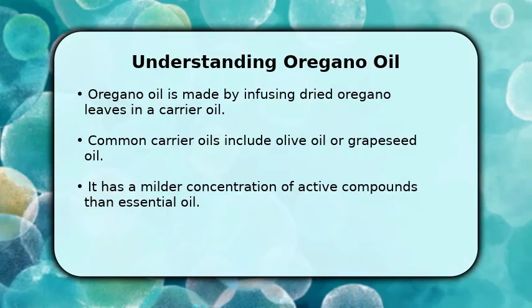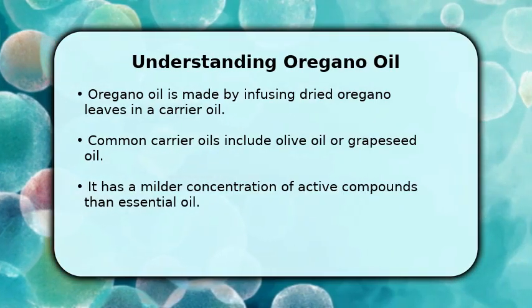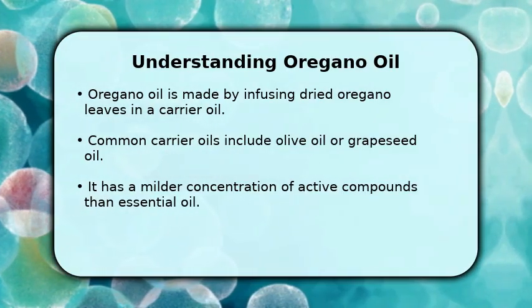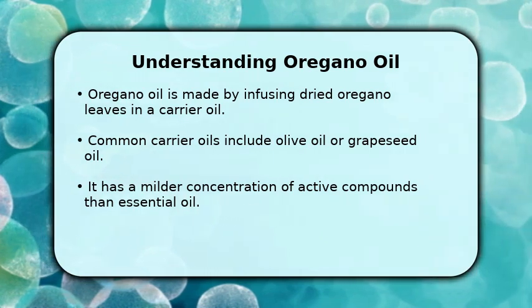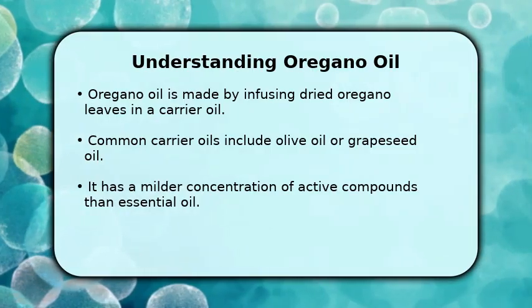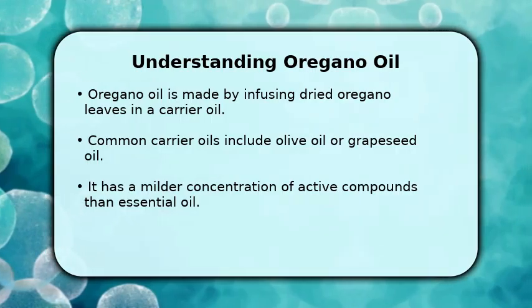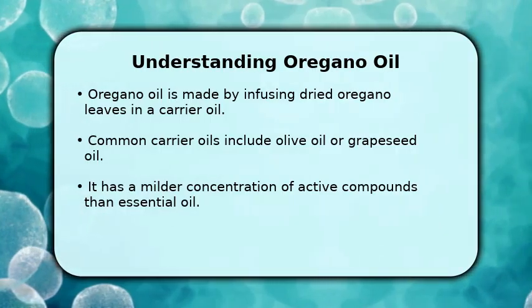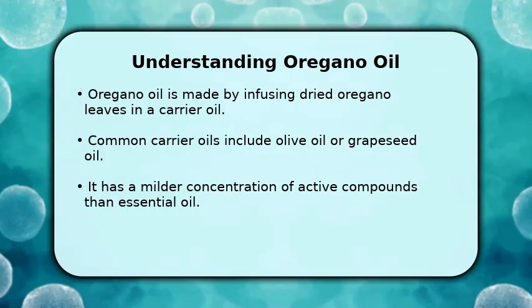Oregano oil is generally created by steeping dried oregano leaves in a base oil, such as olive or grapeseed oil, for an extended period. This infusion process allows some of the plant's compounds to transfer into the carrier oil. As a result, it offers a gentler concentration of beneficial components, making it suitable for culinary uses or topical applications where a less potent effect is desired.